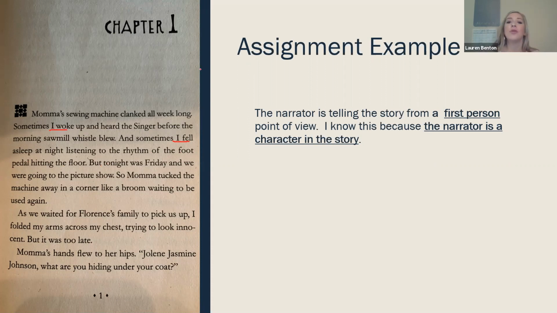So this is a passage from Mr. and Me, and what we would expect to see on your assignment in Canvas is you writing, the narrator is telling the story from a first person point of view. I know this because the narrator is a character in the story. So remember, we use our pronouns to help figure out which person or point of view the narrator is telling the story from. And then you'll explain why.